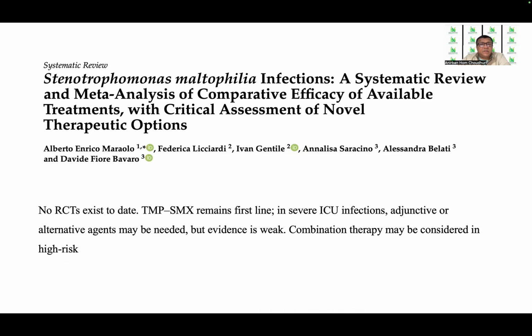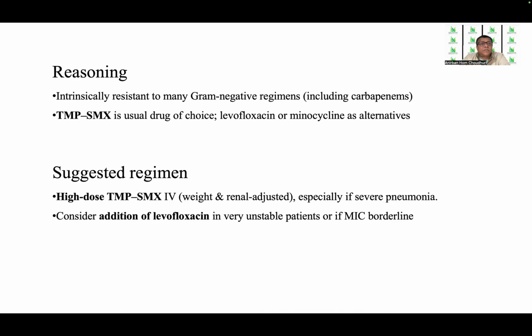Now, this is a systematic review on Stenotrophomonas maltophilia, which has taken a good number of studies, because with Stenotrophomonas maltophilia we don't find large RCTs as such. In fact, no RCTs exist to date, only observational studies. So trimethoprim-sulfamethoxazole remains the first line. In severe ICU infections, adjunctive or alternative agents may be added, but evidence is weak. So combination therapy may be considered in high-risk patients.